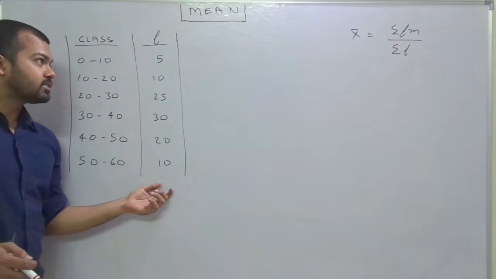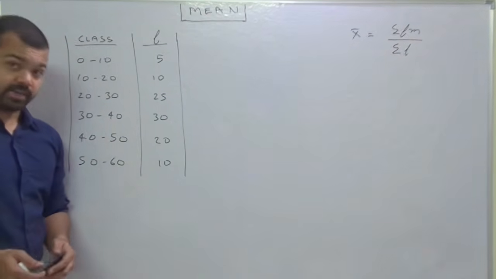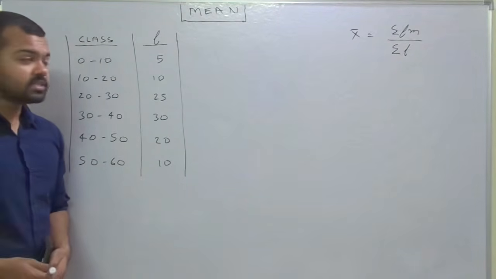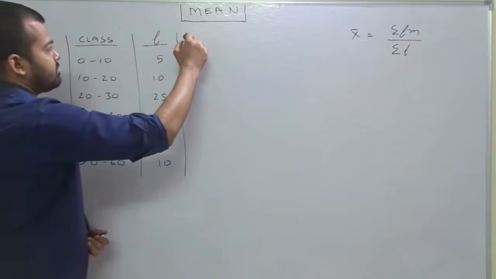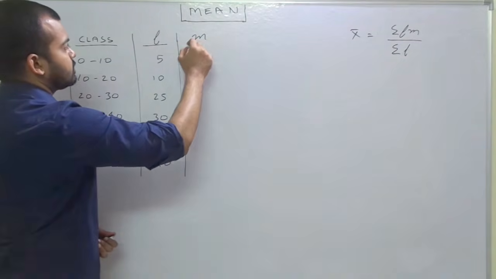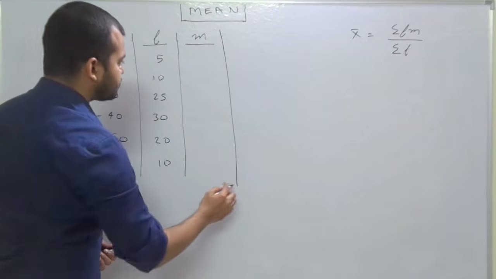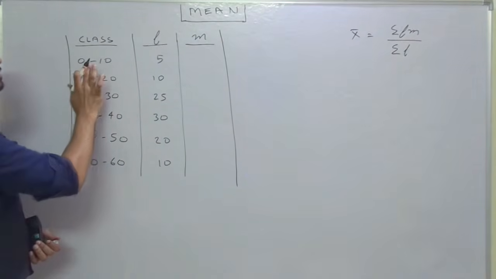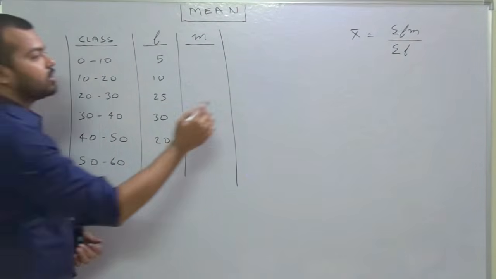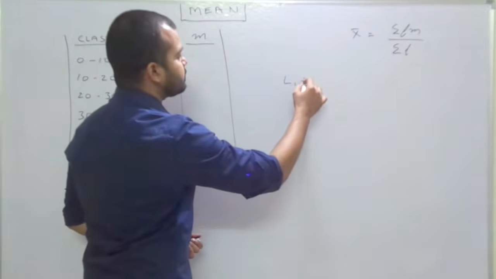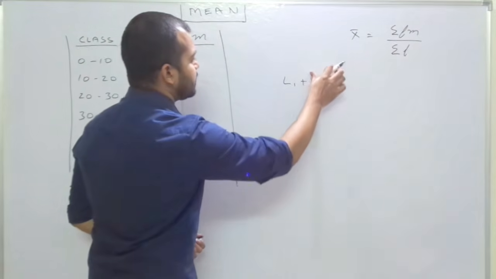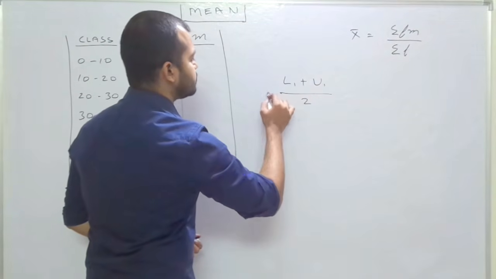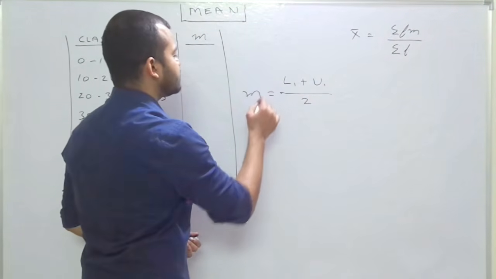So first of all, we need to calculate Fm. But now the question arises, what is M? M means the midpoint. So first of all, we have to calculate the midpoint of these series. So the midpoint of 0 to 10, how to calculate? That is lower limit plus upper limit divided by 2. This is how we calculate midpoints.